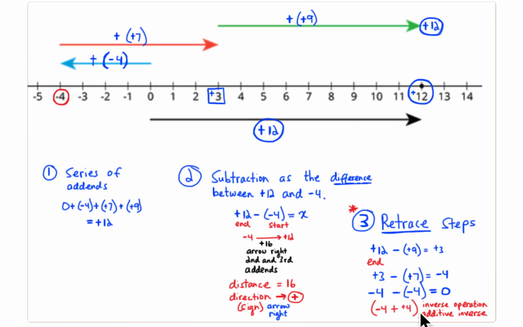So a little review of subtracting a negative value. Use the inverse operation, which is addition, and the additive inverse of a negative 4 is positive 4. So negative 4 plus a positive 4, and that's the definition of an additive inverse, is that the two values combined equal 0. So negative 4 plus positive 4 equals 0. So a little review of difference. It doesn't look like we're going to use that idea all that much, but we are going to use this idea of retracing steps along a number line.